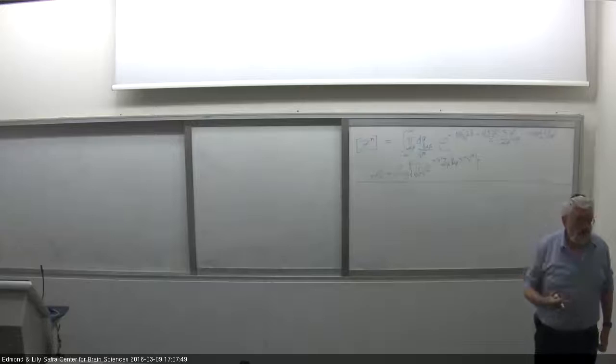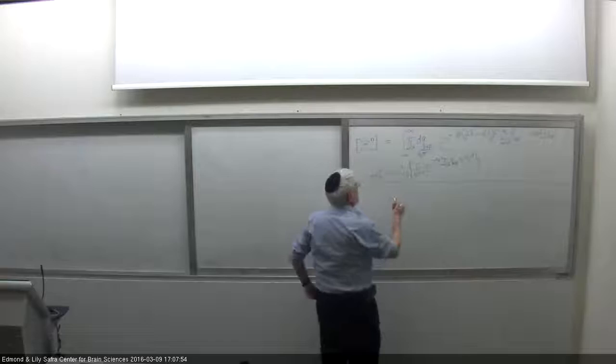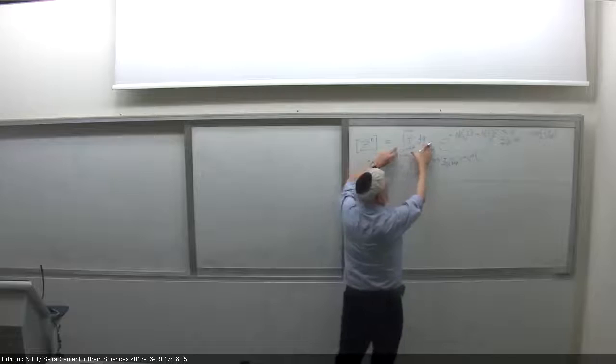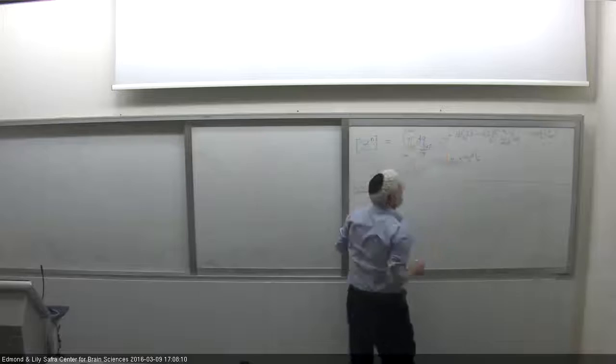Now, we ended yesterday by saying that the crucial point now is the limit n goes to infinity, right? Because in this limit, we don't really have to do the integral, because the integral is dominated by the saddle point.